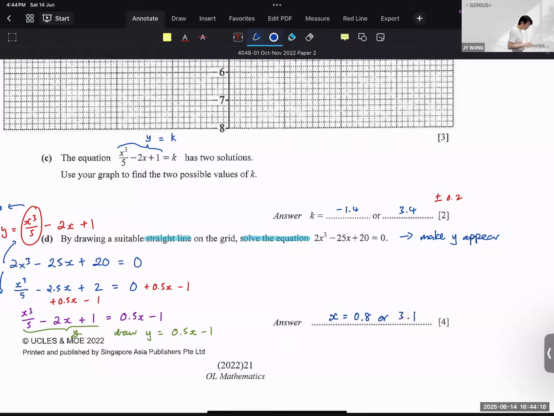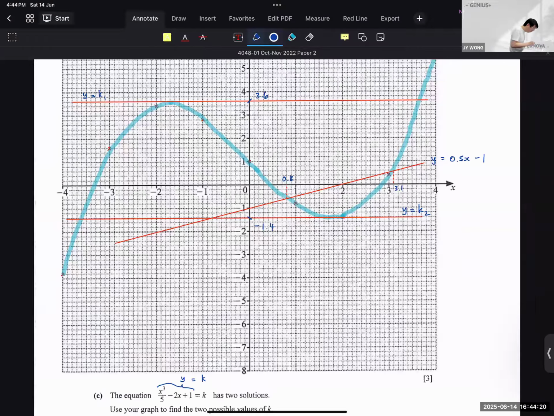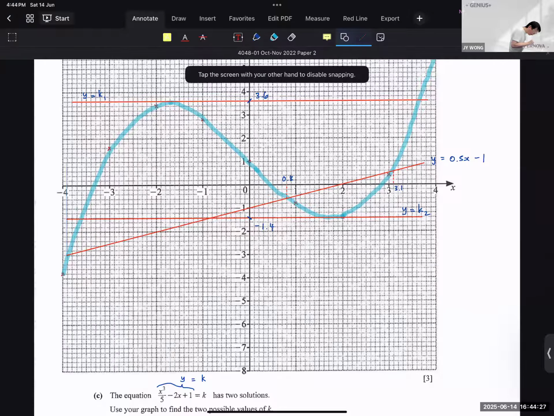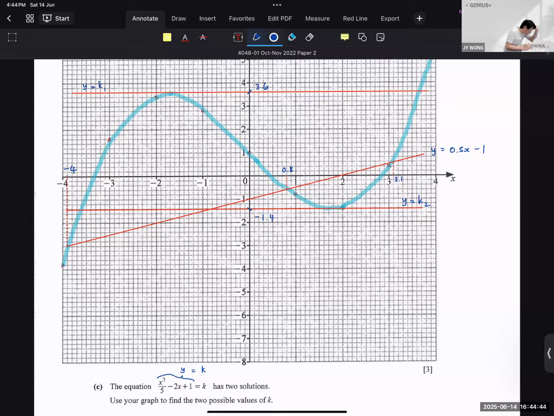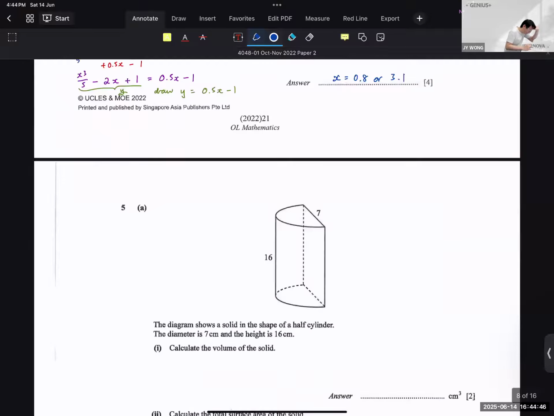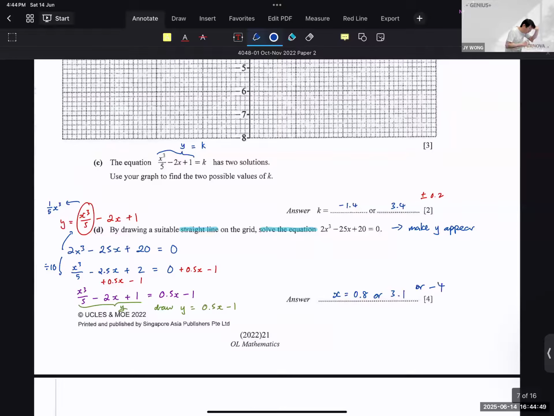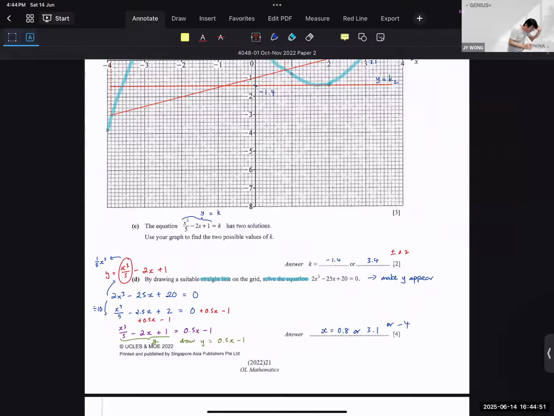Notice that they are not so friendly this time. Oh, wait, wrong. I have one more solution because I need to extend the line all the way to the end, right? If I extend the line all the way to the end, I have one more solution over here. So there are 3 possible solutions, don't miss out. So the third solution here is -4. So x equals to 0.8, 3.1, or -4. 3 solutions, and that's why the question is 4 marks.